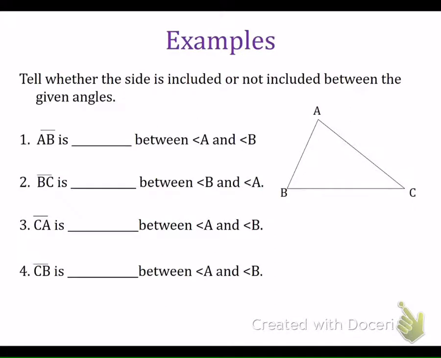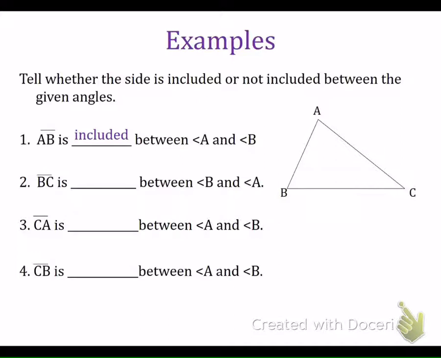All right, here is number 1 through 4. The directions say tell whether the side is included or not included between the given angles. So AB is blank between angle A and angle B. So it is in between those two angles or it's not in between those two angles. So here's angle A, here's angle B. Is side AB between the angles? It is, so you'd say included. On the line you would write the word included.